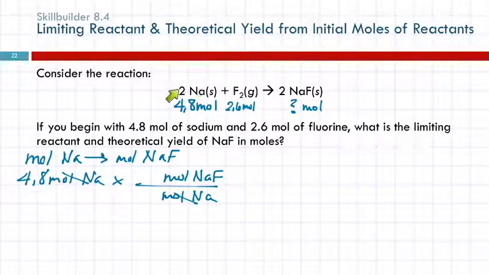Look at the chemical formula to find the numbers for the mole ratio. 2 moles of sodium make 2 moles of sodium fluoride. So the math on that one is really simple, 4.8 moles of sodium fluoride.